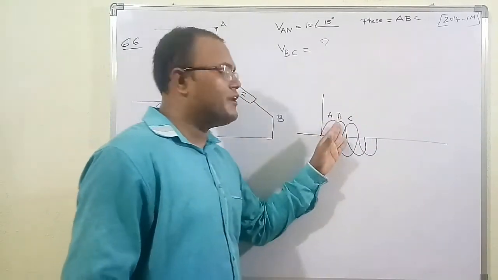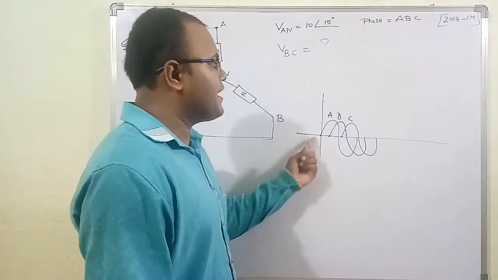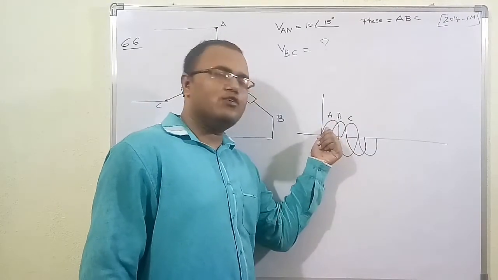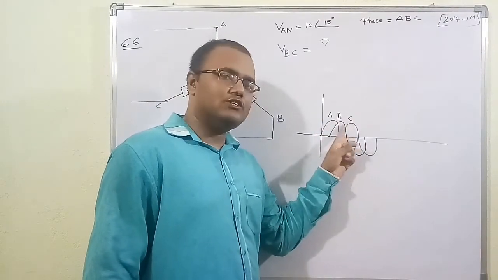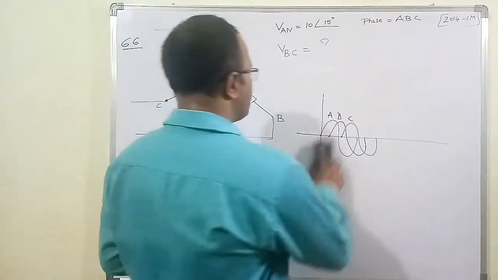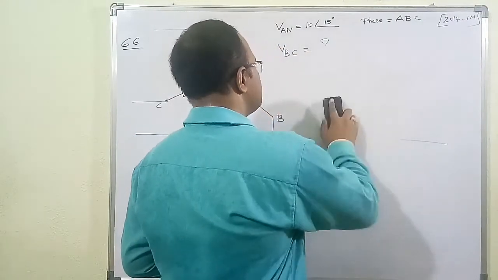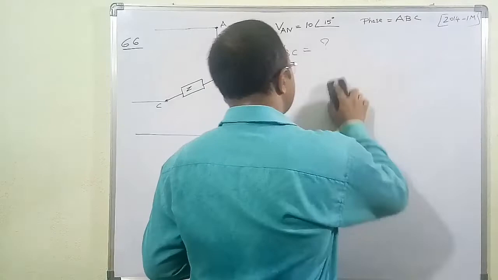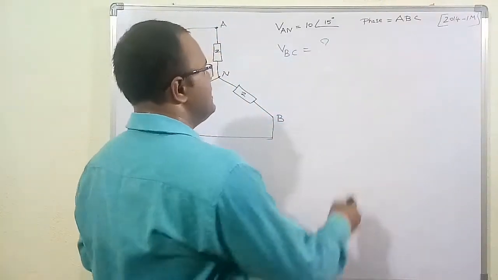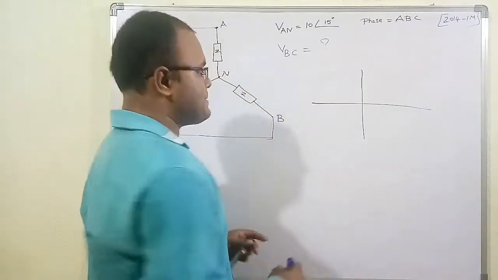It means B is going to lag A and C is going to lag B. I am repeating it again: ABC phase sequence means B is going to lag voltage A and C is going to lag voltage B. If you know the concept of phase sequence in the three-phase supply, if the voltages are balanced, they have equal magnitudes and they are displaced by an angle of 120 degrees. In a balanced three-phase supply, the voltage magnitudes are equal.